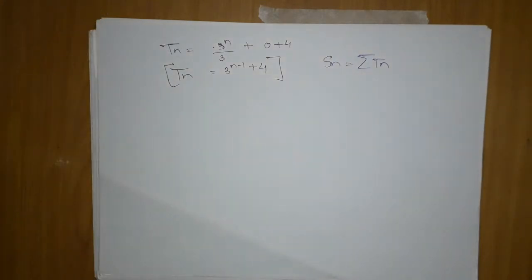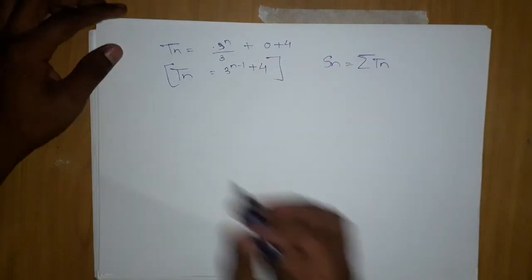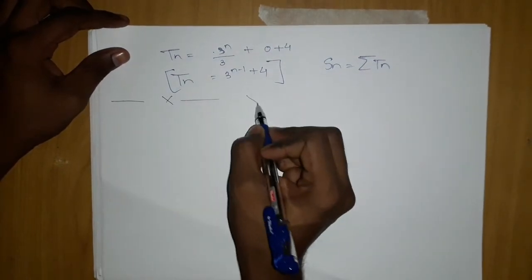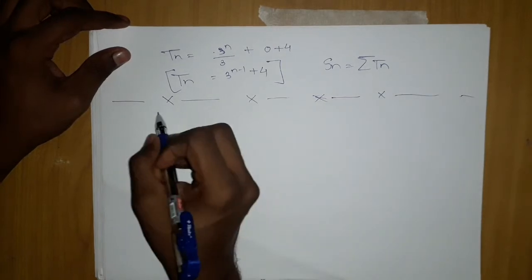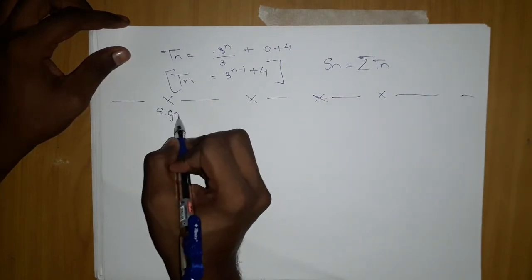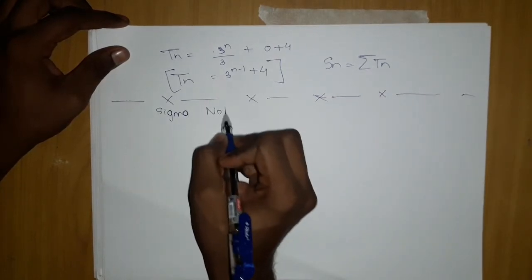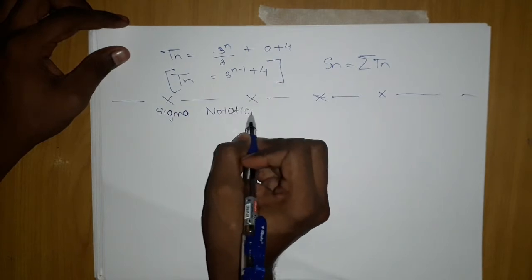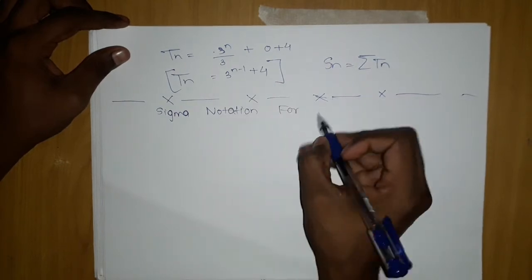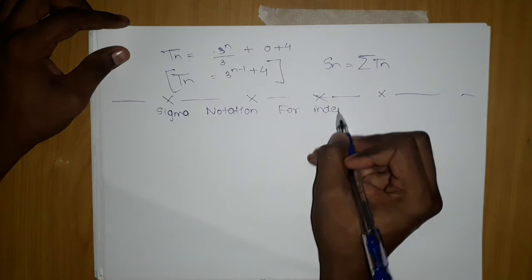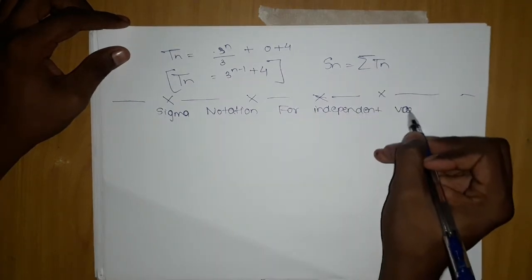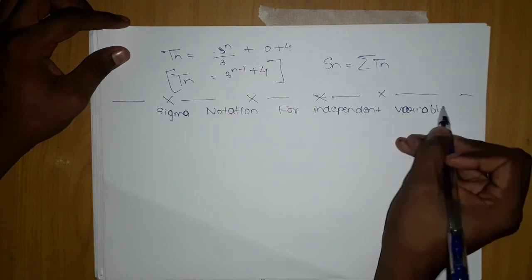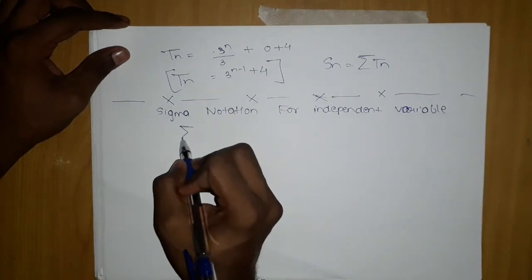Now let me teach you something. This you already know. In the first lecture we did this sigma notation for independent variable. Okay, independent variable, like this.